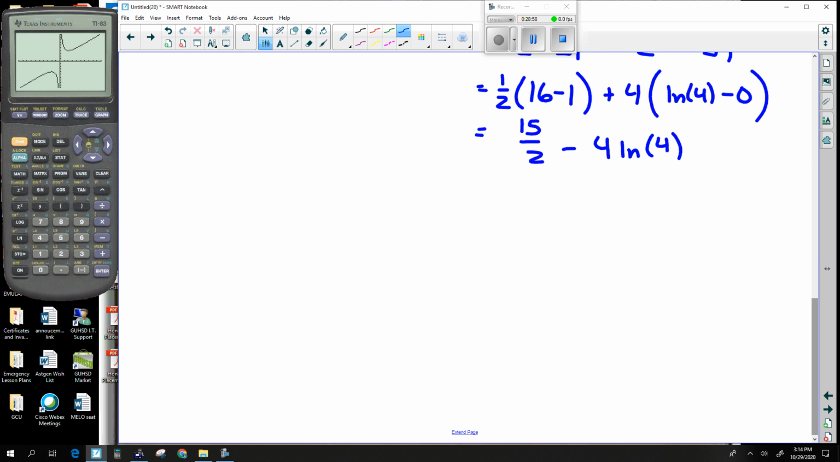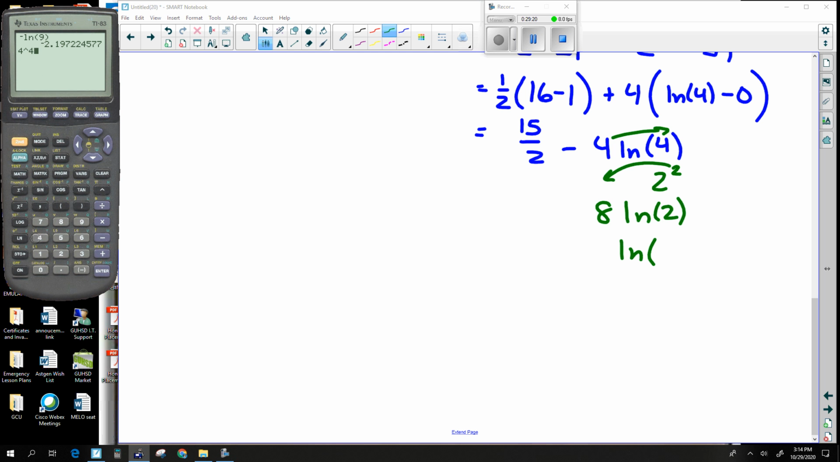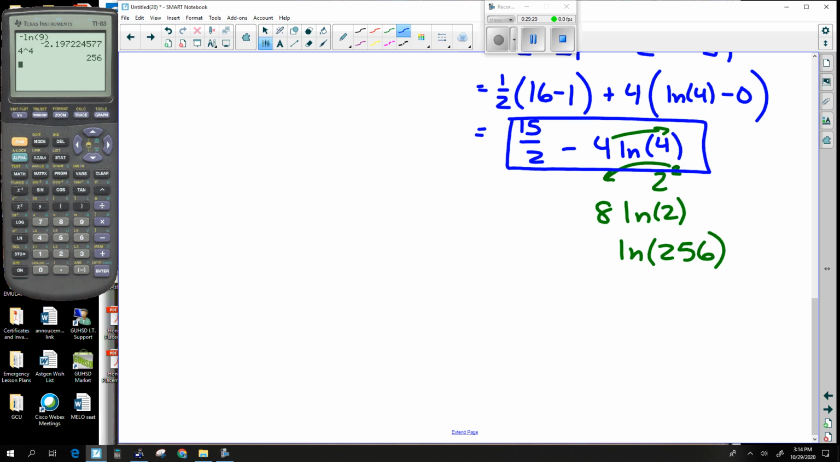And so that could be the answer. Again, ln of 4 is the same thing as saying ln of 2 squared, so you could bring that out. So this is 8 ln of 2. Or you could go vice versa. You could put the 4 in, and you could say that this is the ln of whatever 4 to the 4 is, so the 256. A bunch of different answers here. I'm totally cool with this one right here. However, I believe the book would probably say that this is 15 over 2 plus 8 ln of 2. I think that's probably what it would be.